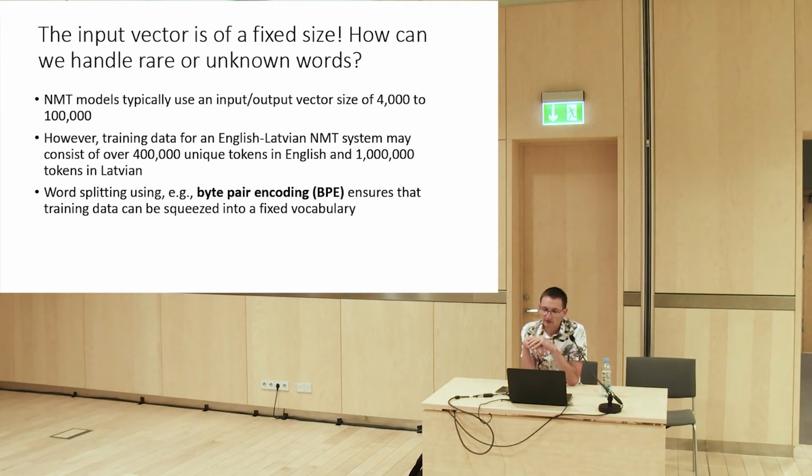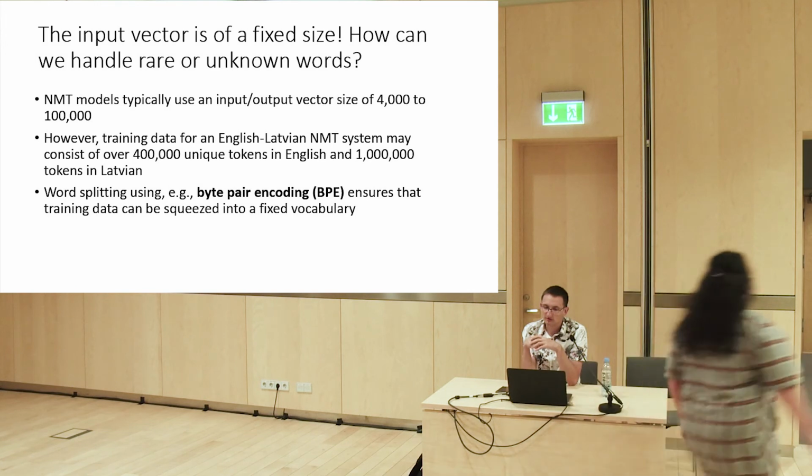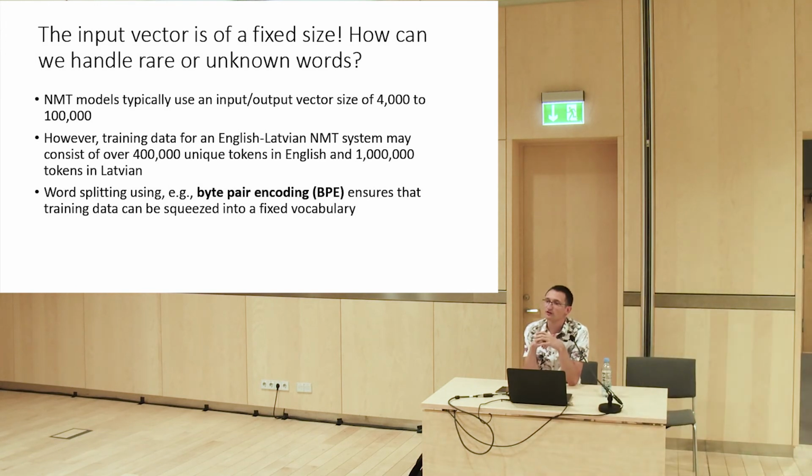So what we have to do then, in order to be able to produce a fixed size input vector, is to split each word down to subword units, such that the amount of subword units would be identical to the size, the dimensionality of the input signal.